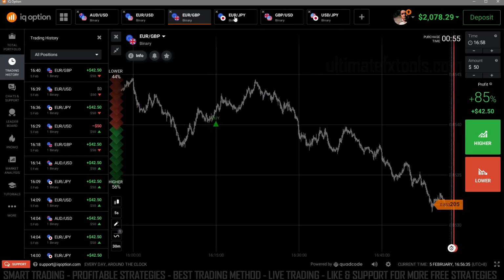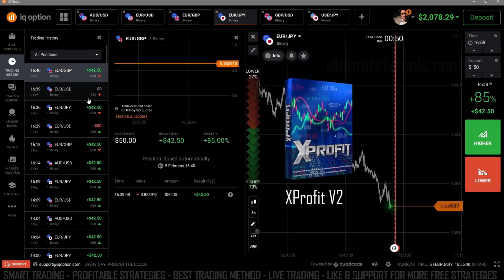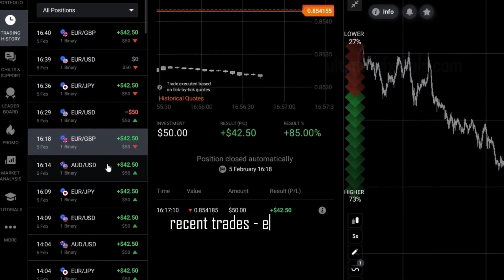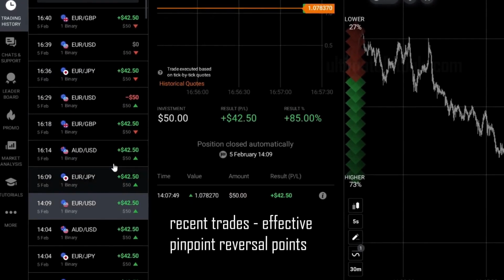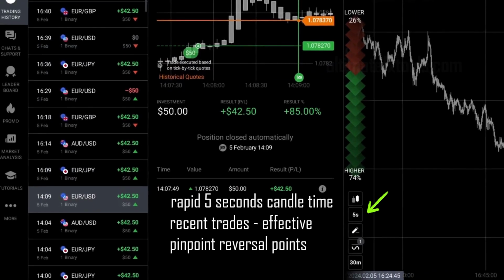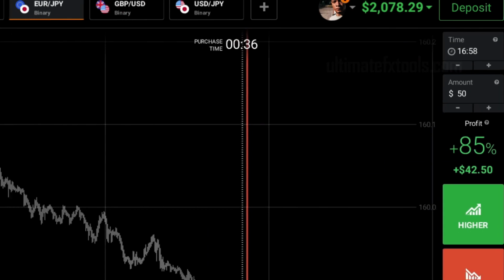We have an amazing trend strategy for trading with IQ Option using the XProfit version 2 indicator. We achieved good results in our recent trades. Our indicator specializes in pinpointing reversal points, and our trading method focuses on a rapid 5-second candle time period. We will be trading for a 1-minute duration.